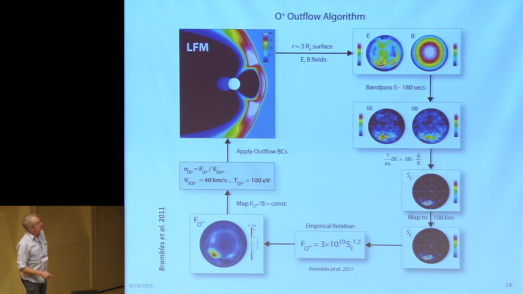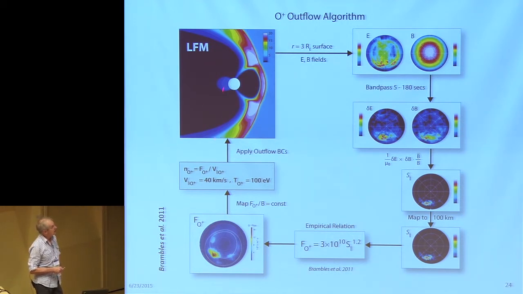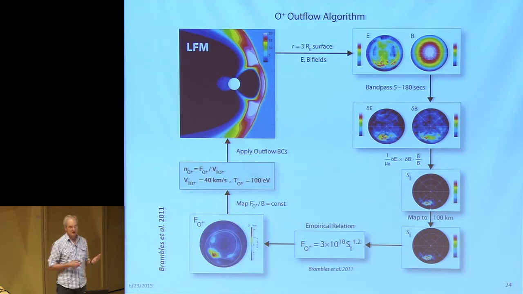Another pathway to get oxygen and ionospheric plasma, the plasmaspheric plasma is largely of ionospheric origin, into the magnetosphere is through direct outflow of O+. The only source of that really is the ionosphere. And so Oliver Brambles and Bin Zhang developed an intriguing way to do this in a simulation, causally regulated. So they took fields at 3 RE, calculated the fluctuating E and B, bandpass filtered them to get these patterns here, then got the AC Poynting flux out of the simulation, mapped it down to 100 kilometers, implying what we call the poor man's ion outflow model.